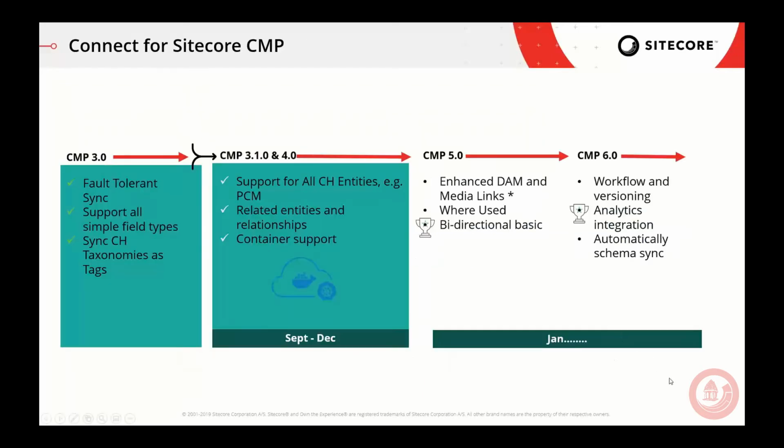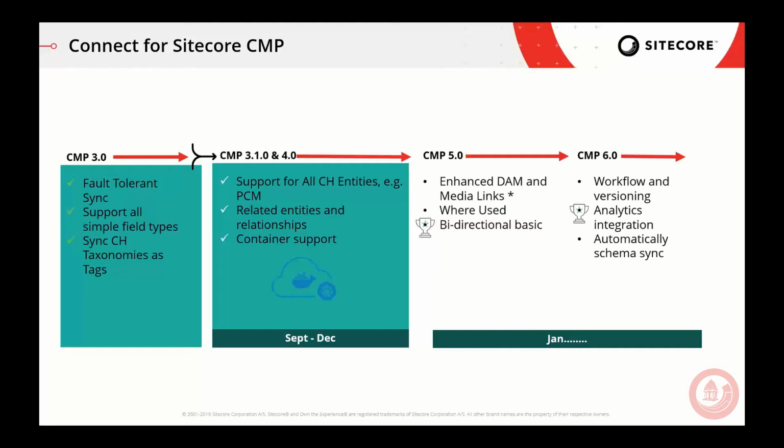What you get, so what is in there? The first version we had resilience. We supported simple field types. We also had taxonomy support. Then the one we are talking about right now, the 3.1 and the 4.0 connector, we support multiple entities and PCM. We support related and relationships. And also we support containers. So if you know Sitecore 10 and 10.1 onwards, containerization and Docker was one of the key features, and the connector also supports that.